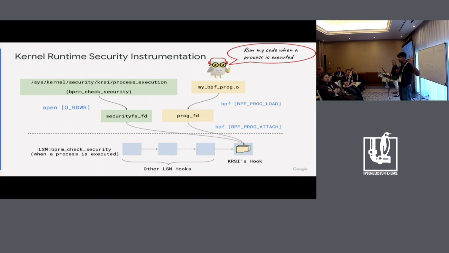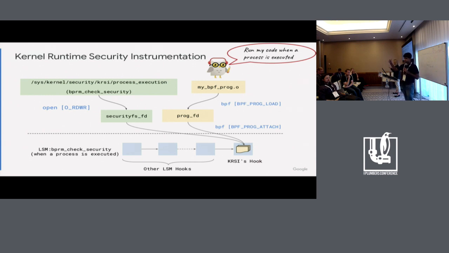It creates a file in SecurityFS, which has a one-to-one correlation with an LSM hook. It's not the same name, because we might realize that some hook is a better map to the behavior. So BPRM check security is mapping to process execution. It could be BPRM set creds or whatever, but you at least want to guarantee the stable API there. But the user loads the program, typical BPF stuff, does BPF prog load, gets 2 file descriptors, and what KRSI does is it stores your BPF programs in an array in the dentry of this file that you create. So that's what attachment essentially means.